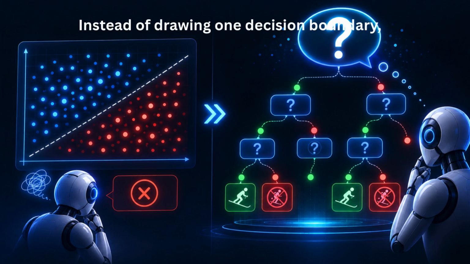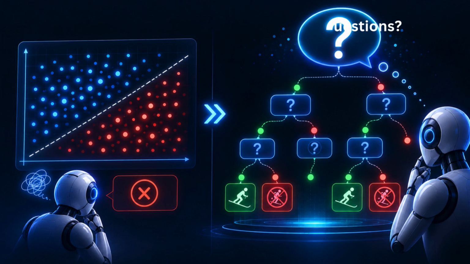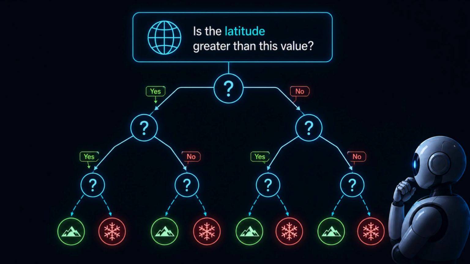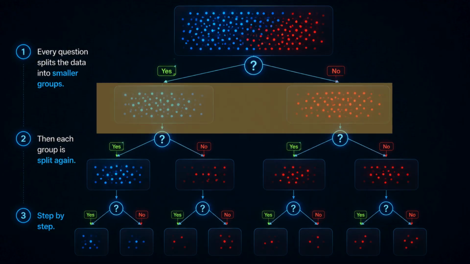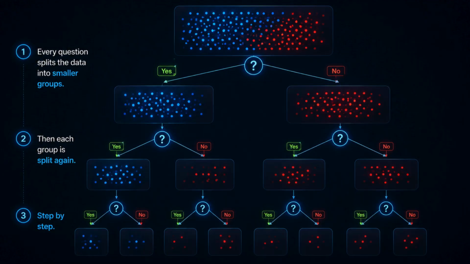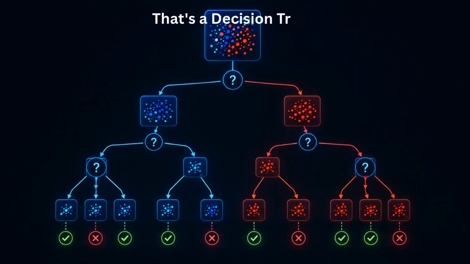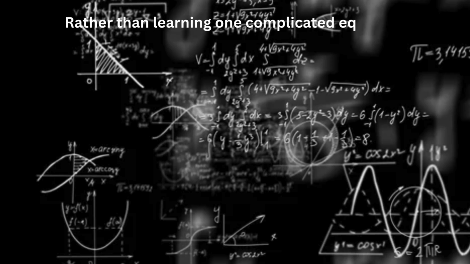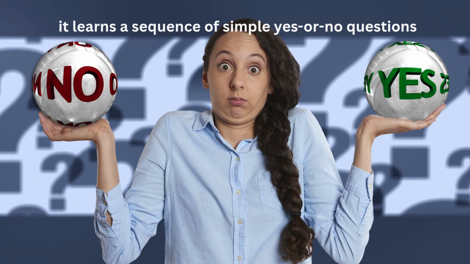Instead of drawing one decision boundary, what if the model simply kept asking questions? Is the latitude greater than this value? Is the month before March? Every question splits the data into smaller groups. Then each group is split again, step by step, until the model reaches a final decision. That's a decision tree. Rather than learning one complicated equation, it learns a sequence of simple yes or no questions.